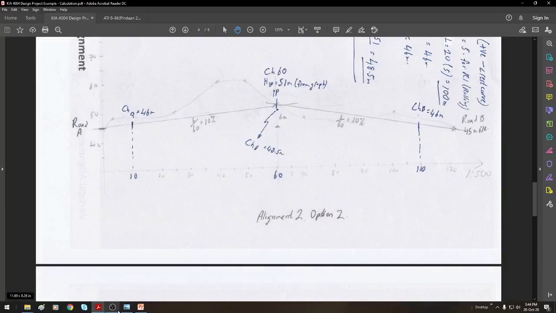Okay, this is the profile that we have designed earlier. We have a 10% climbing section, and another 10% going down from road A to road B. So now the gradient is considered okay because it is less than the maximum from the tables. Now we need to calculate the vertical curve to fit in at these two straight lines.